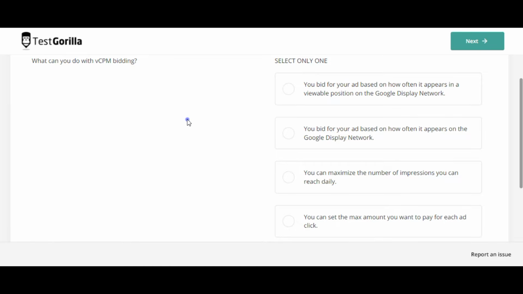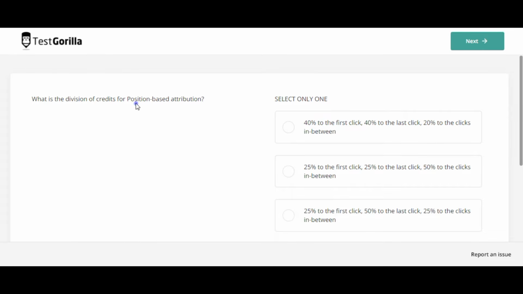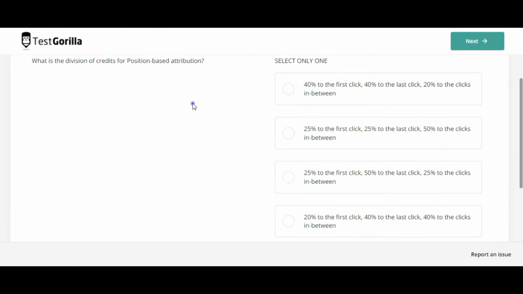I don't want to waste a lot of time on this. Still, you can look at the answers and select what is appropriate for you. Next, we're asking what is the division of credits for position-based attributions. They give you answers. The answers are mostly logical questions, so your mind has to be open, and you must have a glass of water. I would say, in a quiet environment, so that you're able to think.